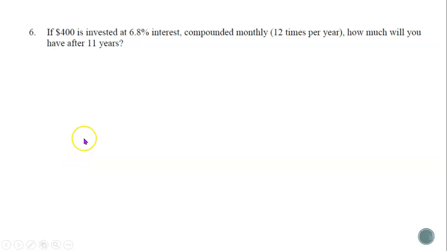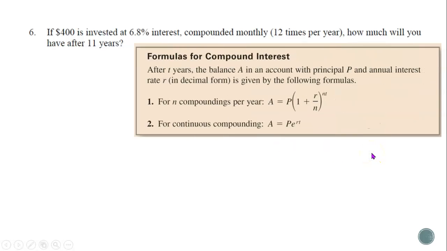If $400 is invested at 6.8% interest, compounded monthly, that is 12 times per year, how much will you have after 11 years? So remember the formulas for compound interest. You will get to use these formulas on the test, so you don't have to memorize them, although it's great if you did. But here, how much will you have means what will A end up being? The $400 is the P. That's the amount you start with.